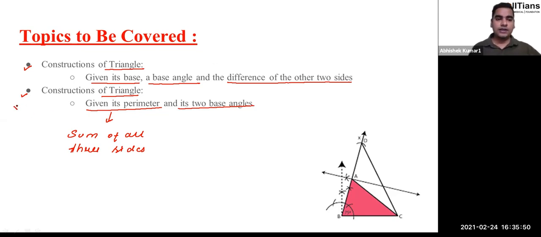The second topic is more important. If I compare it with the first one, this one is very important: when you are given the perimeter and two base angles, how that triangle can be constructed. So I think we should move ahead and learn how these constructions can be done.